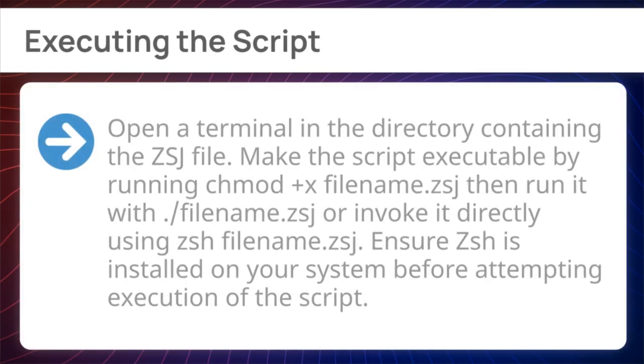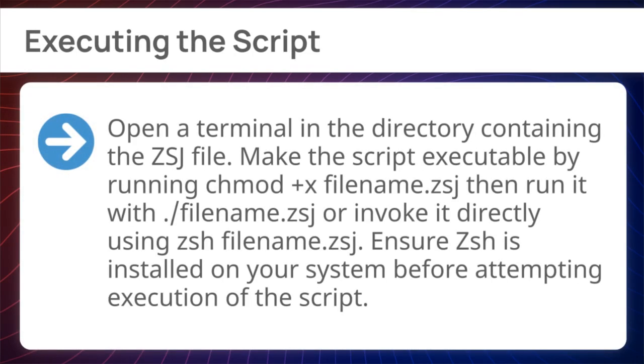First, executing the script. Open a terminal in the directory containing the ZSJ file. Make the script executable by running chmod +x filename.zsj. Then run it with ./filename.zsj or invoke it directly using zsh filename.zsj. Ensure ZSH is installed on your system before attempting execution of the script.